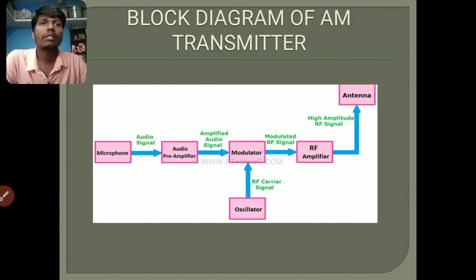Now today we discuss the block diagram of the amplitude modulation transmitter. We have to know about amplitude modulation and how the signal travels to the transmitting antenna, how the signals are applied with the modulation factor, and how the modulated signal goes through the amplification process to reach the transmitting antenna as an audio or video signal.